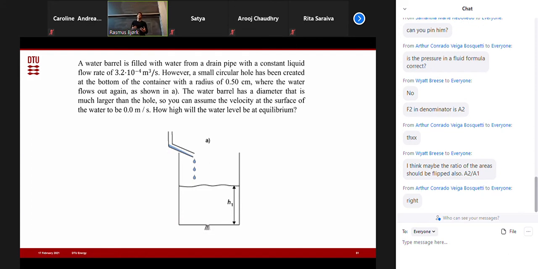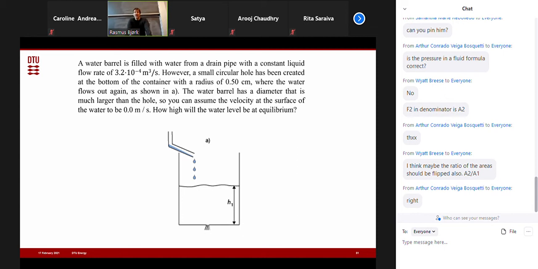And in this problem, again, we're dealing with water. So the first thing you think of is Bernoulli's equation. But let's read it through and see what's going on here. So in this case, we have this water barrel, and we're slowly filling it up with water coming in from the top at a certain rate. And it's a very small rate. It's 3.2 times 10 to the minus 4th meters cubed per second. But at the same point, we have a hole in the bottom of our cylinder that's letting the water go out. And we know the radius of that hole.